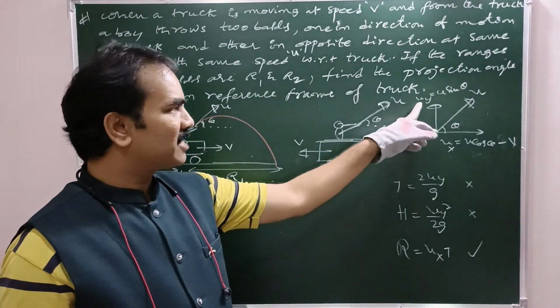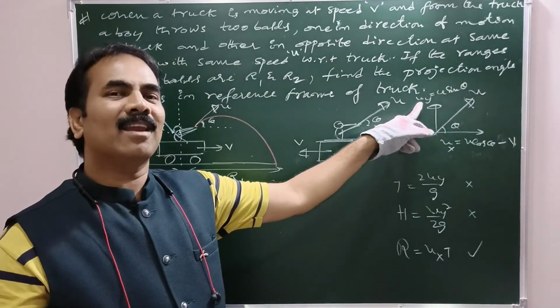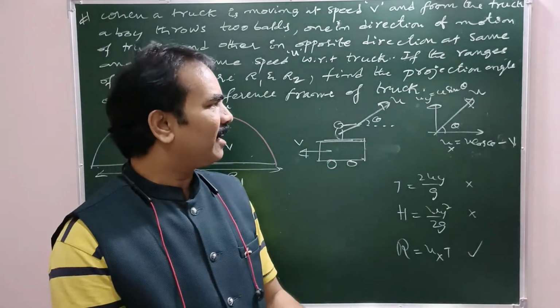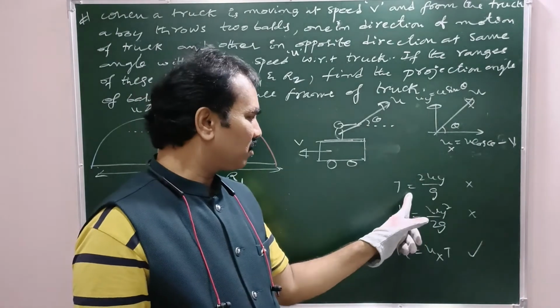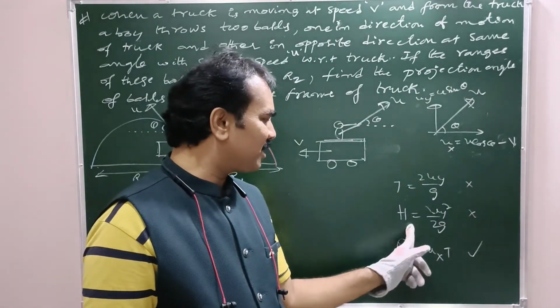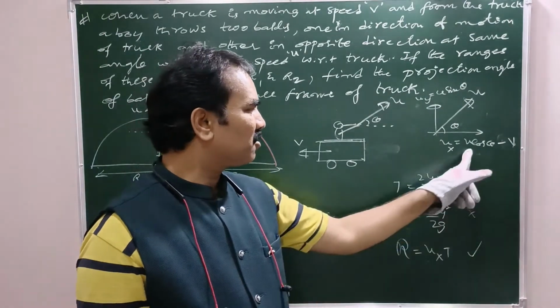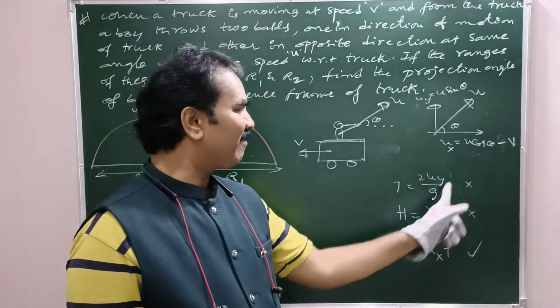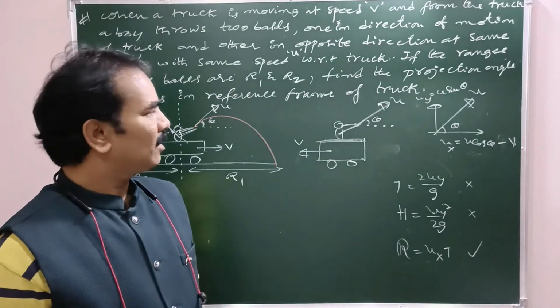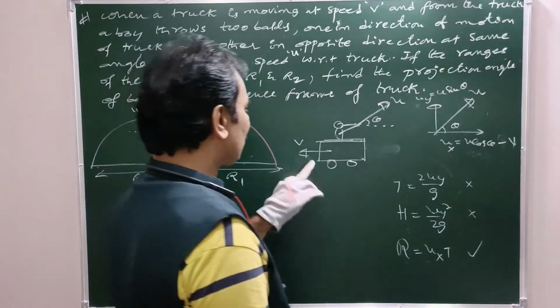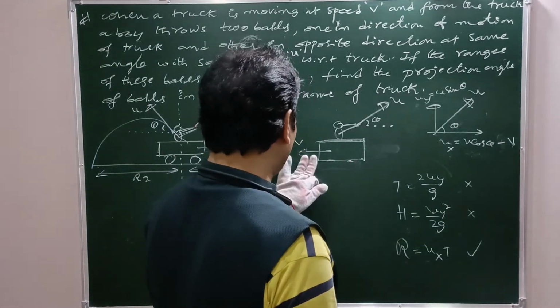So this time also there is no change in the vertical component, that is uy, u sin theta. So there is no change in time of flight, no change in maximum height, but range changes. That is ux, u cos theta minus v, into time of flight. Time of flight is 2uy by g. Right?